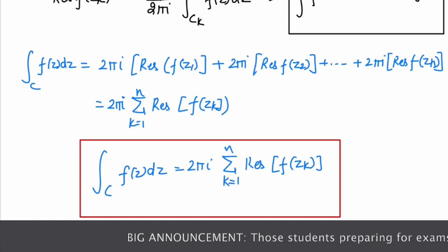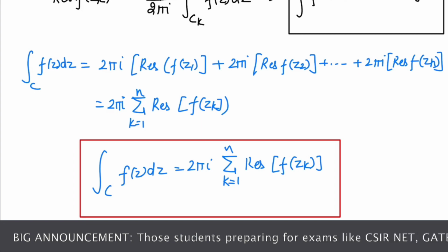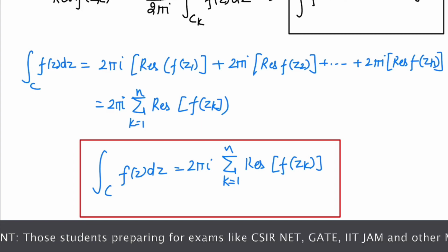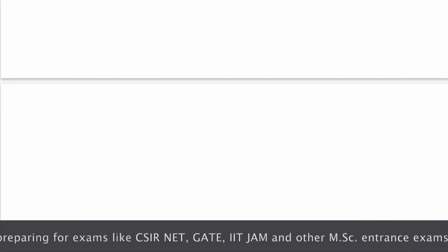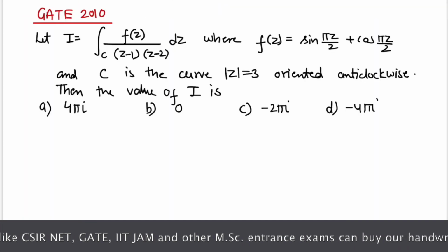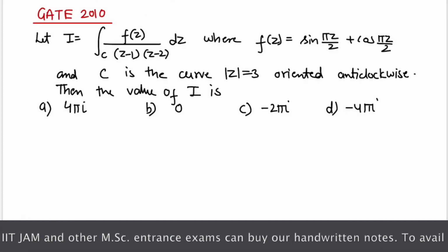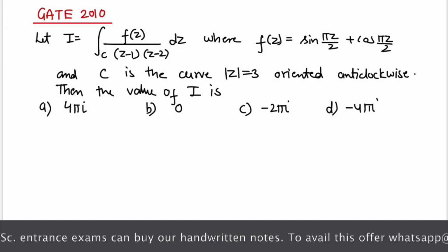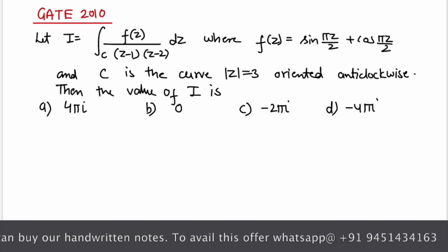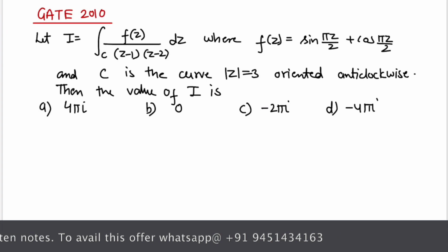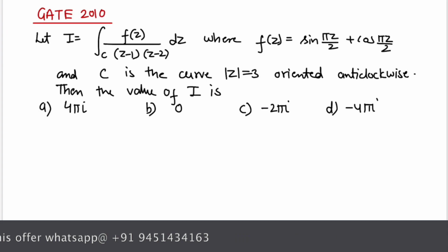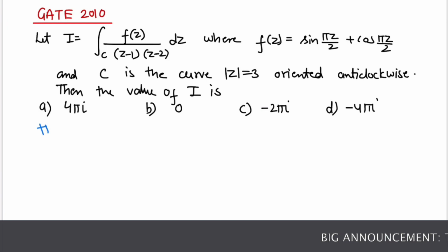Now this completes the proof. Okay. Now let's see some questions based on this concept. So in this question we have to find the integral of this function inside the contour modulus of z equals to 3. Okay. This contour is nothing but a circle of radius 3. Okay. So let's find. We have a function here.